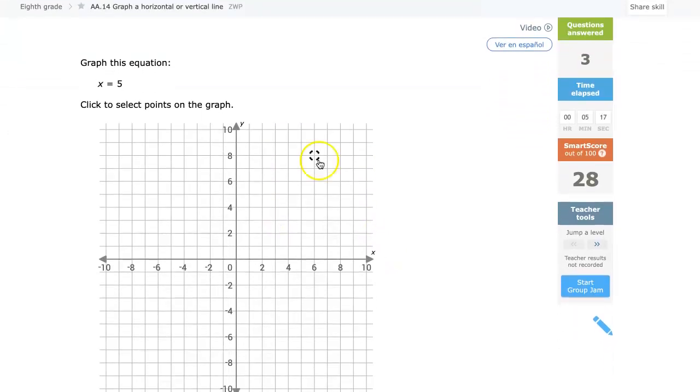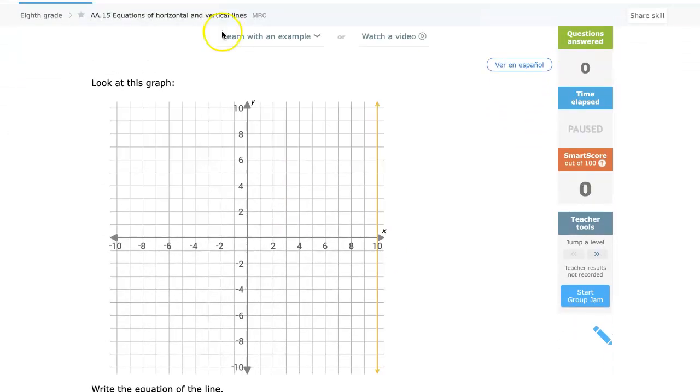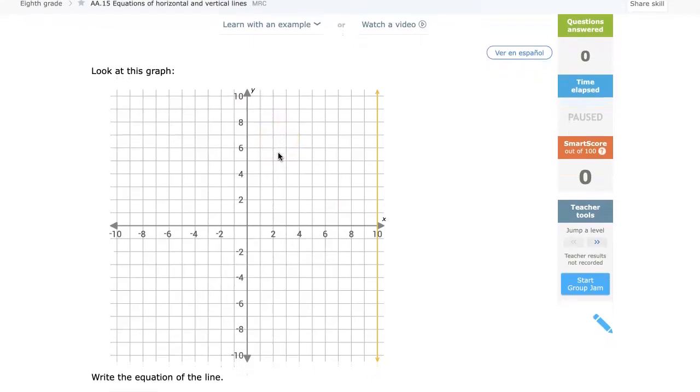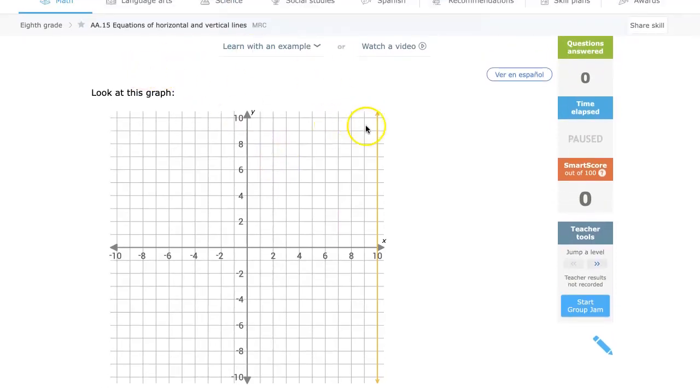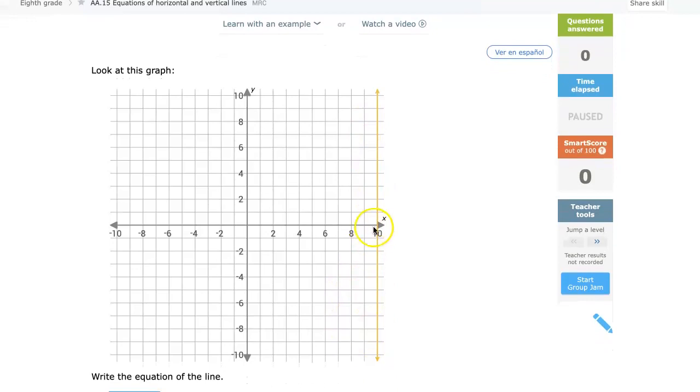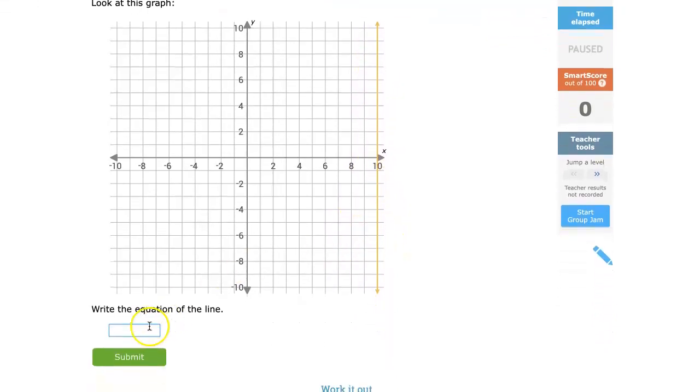The other skill that you guys are expected to do is to recognize what the equation is of a vertical or horizontal line. So we can see this is vertical, which should tell us that that's going to be x equals. And we can see no matter what y equals, x is 10. So we're just going to write down here, x is equal to 10.